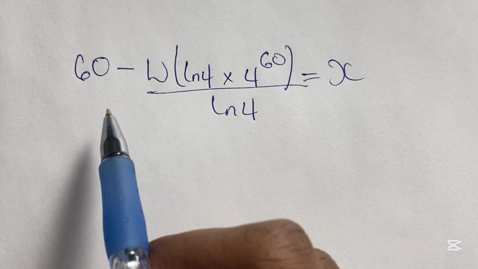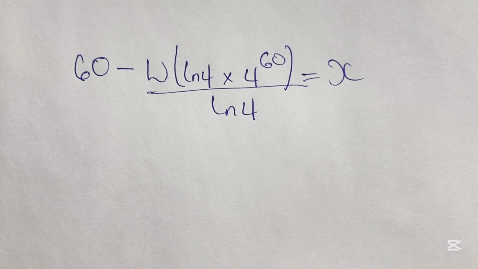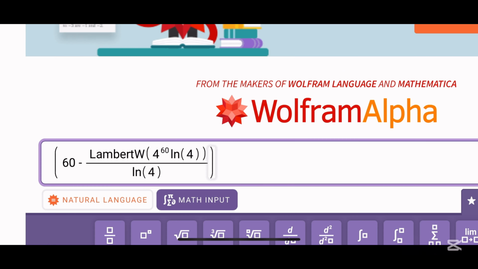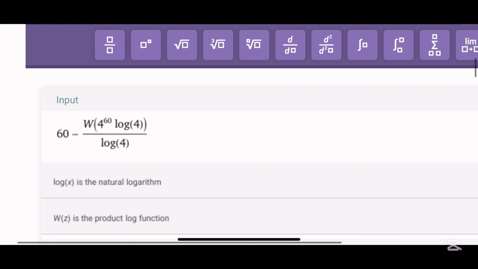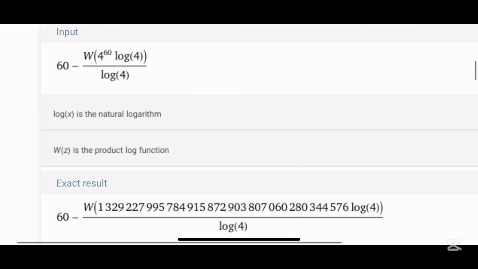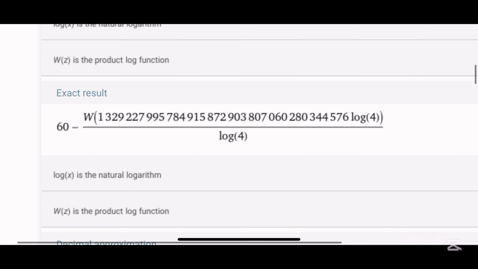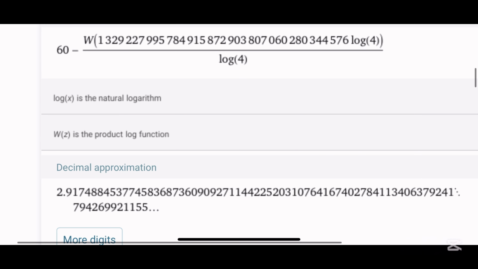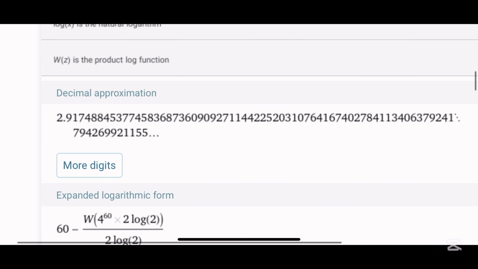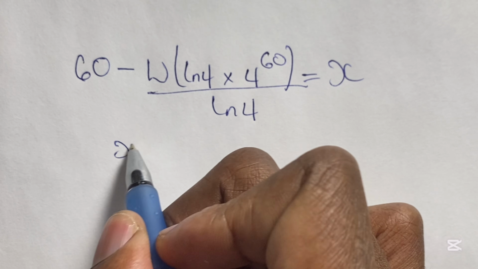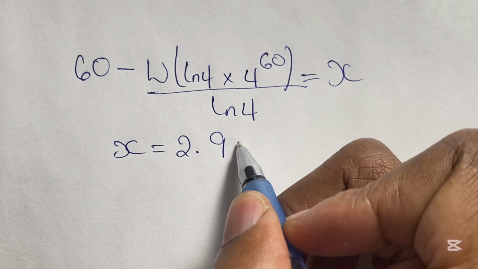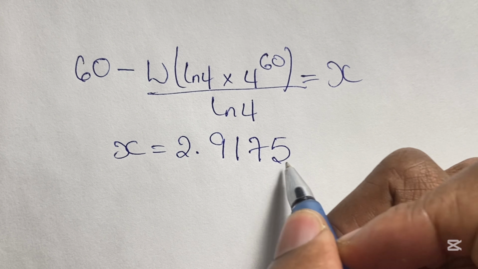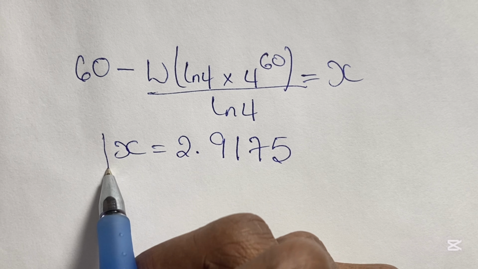Now from here, to solve for the value of x, we have to plug this into our calculator. So we go to Wolfram Alpha and we use our Lambert W Function calculator to find the value of this expression. If we look here, we see that our decimal approximation is the value of 2.9175. So x is equal to 2.9175, and this is to 4 decimal places.